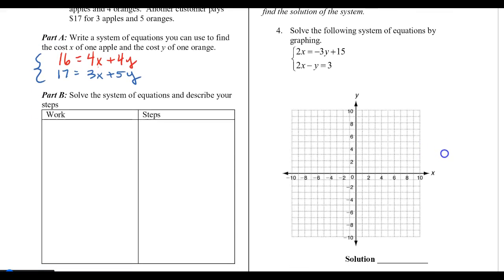And part B, solve the system of equations and describe your steps. So when I look at this, 16 equals 4x plus 4y and 17 equals 3x plus 5y, we've got 3 methods. We can graph it. I'm not going to graph this. We're going to use algebra. But we could graph it. We can use substitution or we can use elimination. For this particular problem, substitution is not going to work well because I have to get either x or y by itself. I'm going to use elimination instead, and I'm going to try to get the x's to cancel.